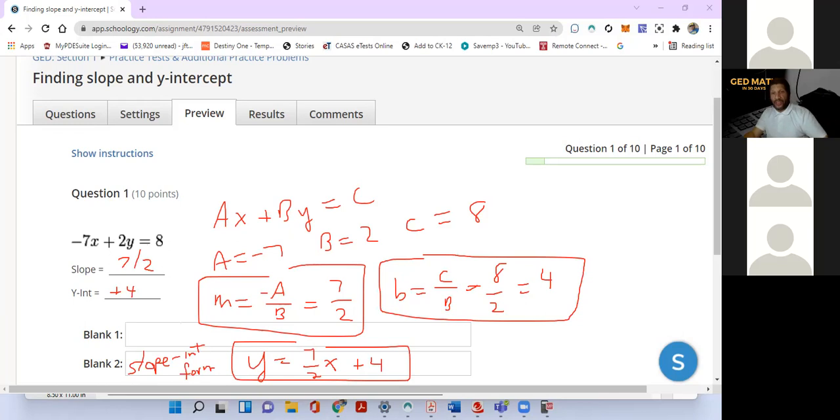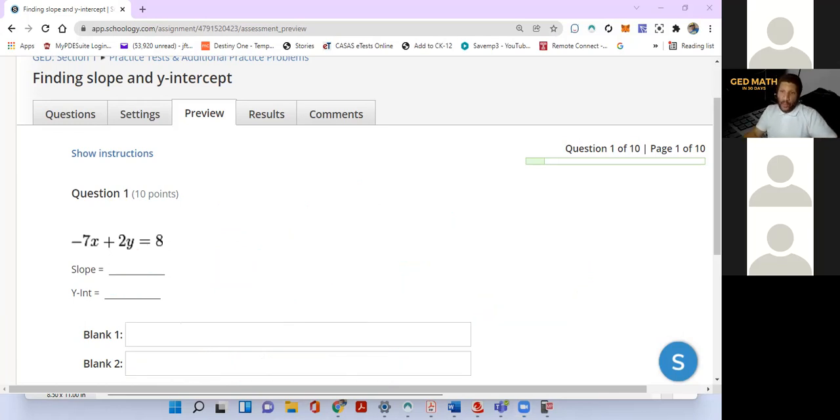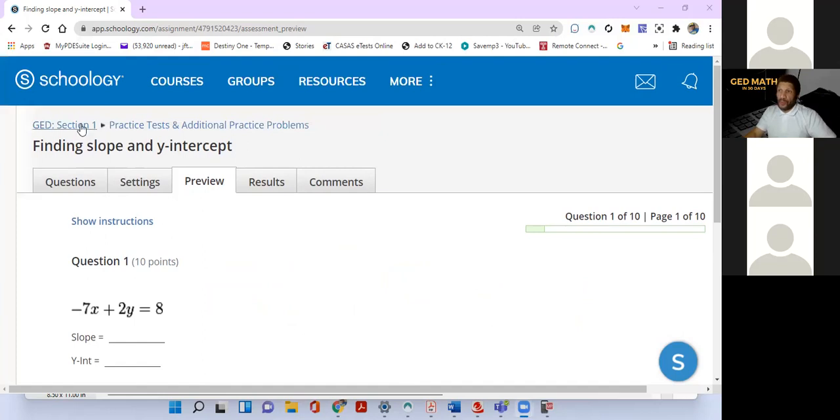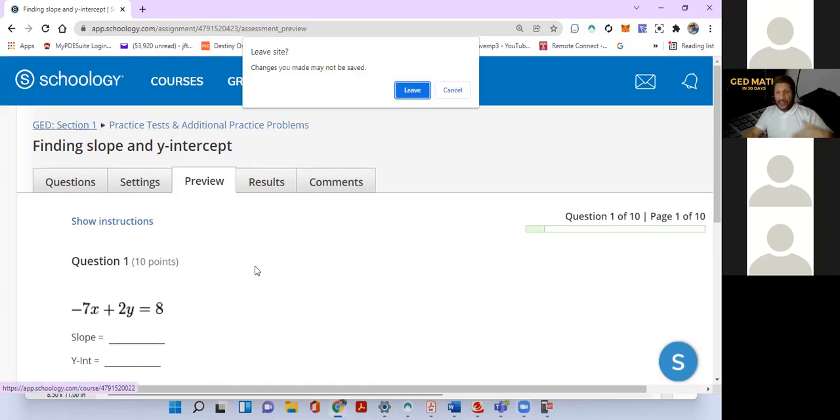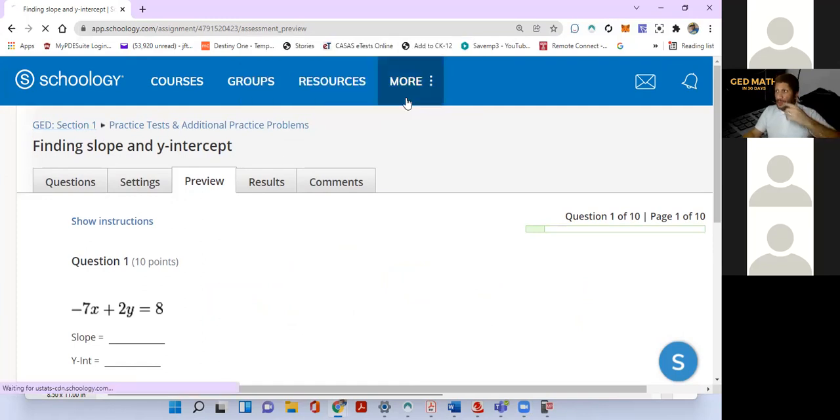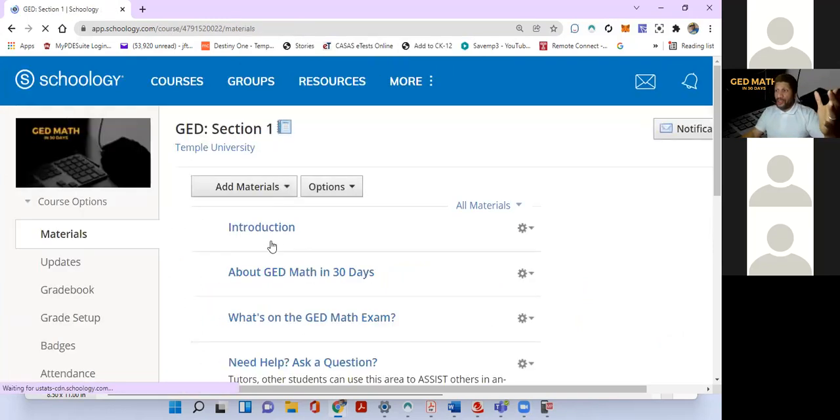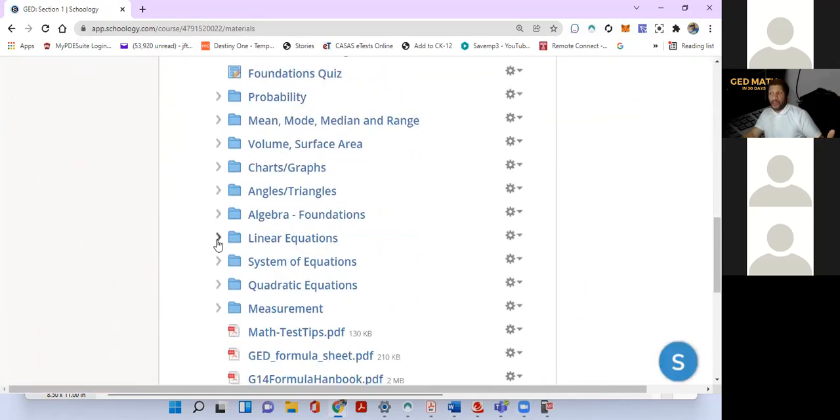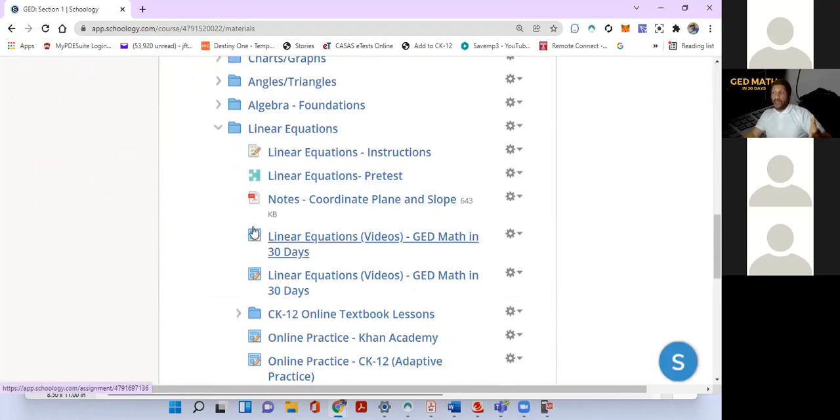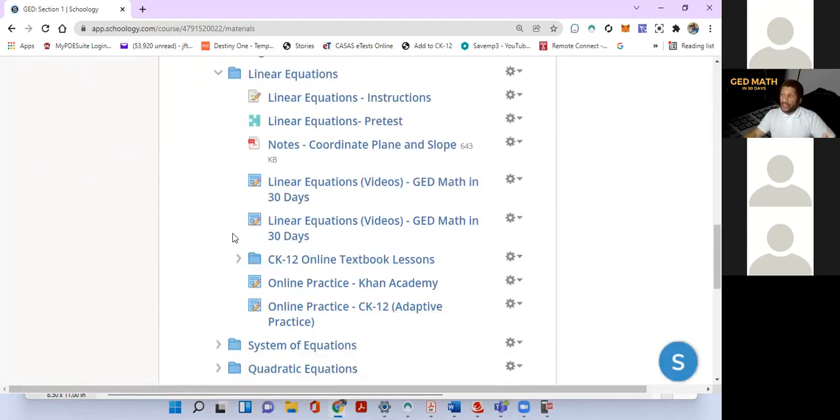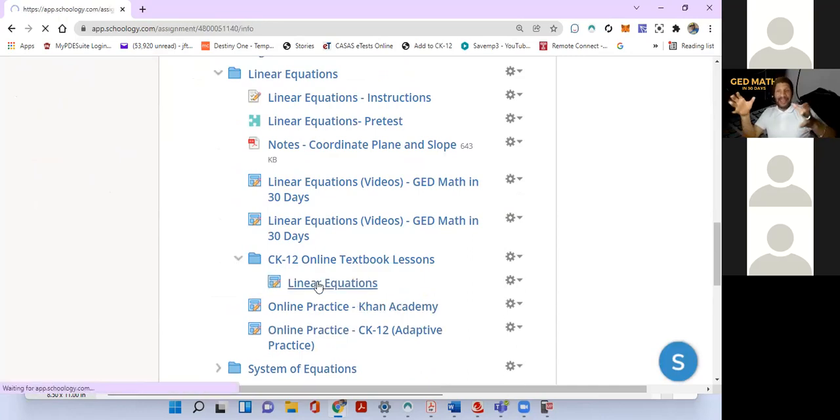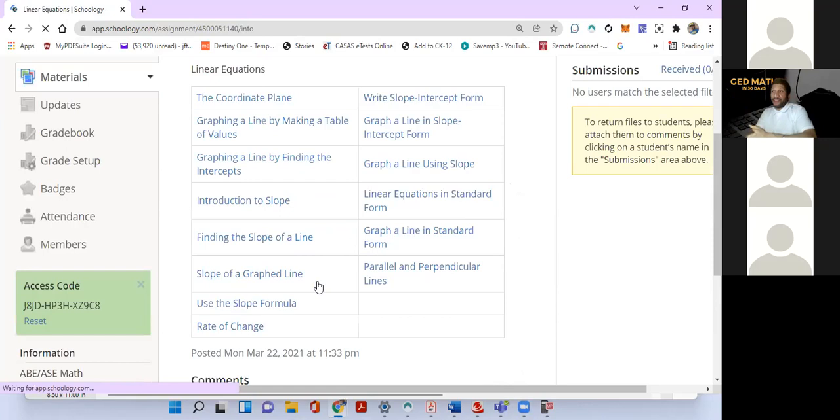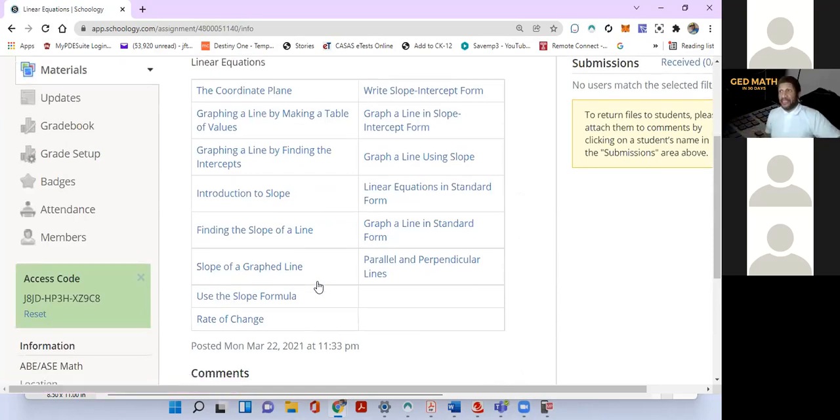So these are the type of questions that I ask and you can practice on. Now, also, you can go to each section. Say, for example, you don't understand something. Let me show you something. Again, you can go under each section under the math lessons, and you can do the same thing. Find linear equations. And say you don't understand linear equations. What you can do is go to the online textbook. So it says online textbook lessons. When you click on linear equations, this is all the things you are expected to know on the GED.